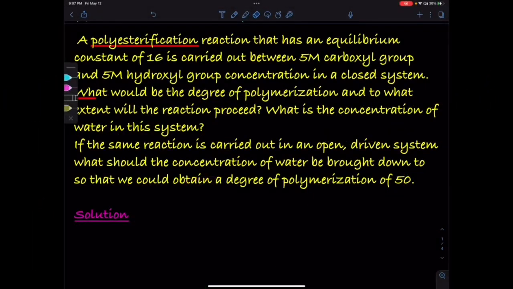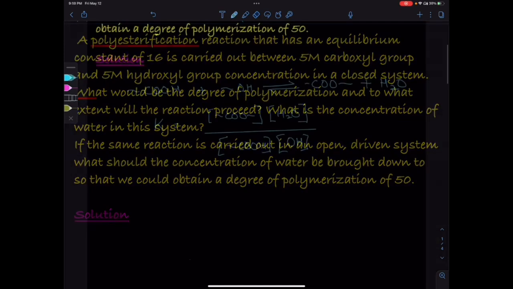A polyesterification reaction that has an equilibrium constant of 16 is carried out between 5 molar carboxyl group and 5 molar hydroxyl group concentration in a closed system. What would be the degree of polymerization, and to what extent will the reaction proceed? What is the concentration of water in the system? If the same reaction is carried out in an open driven system, what should the concentration of water be brought down to so that we could obtain a degree of polymerization of 50?